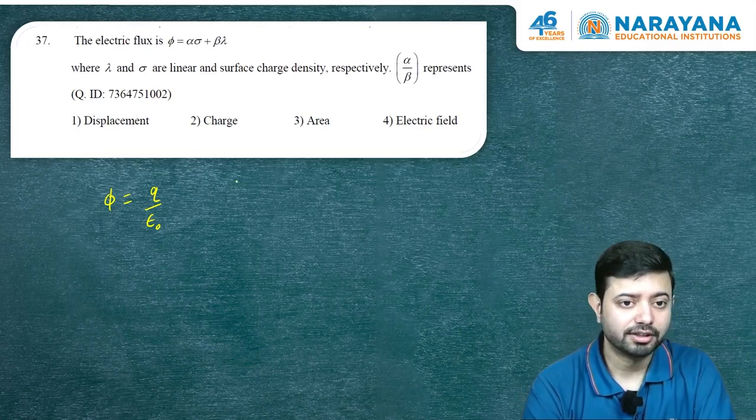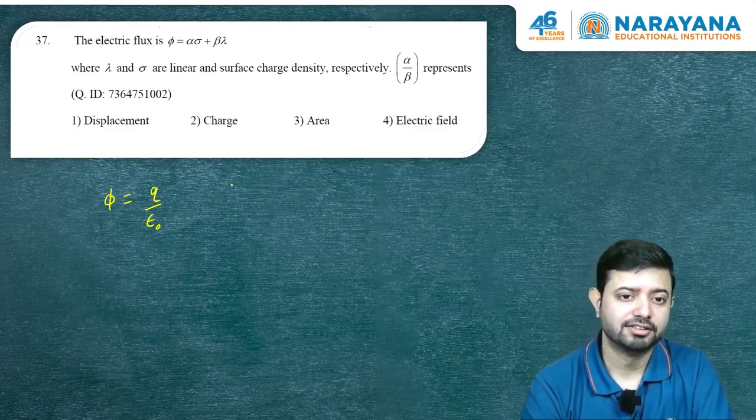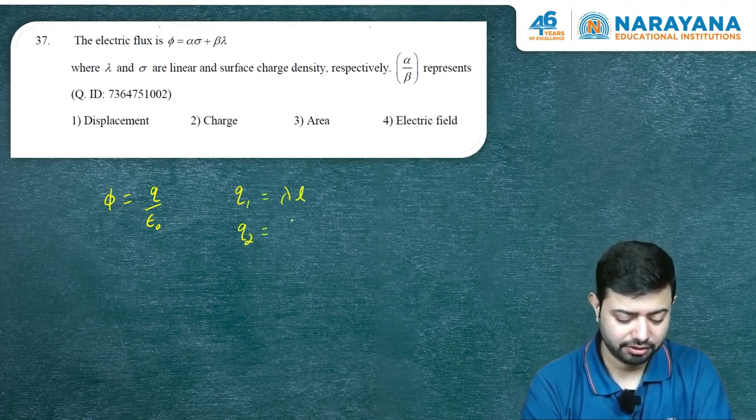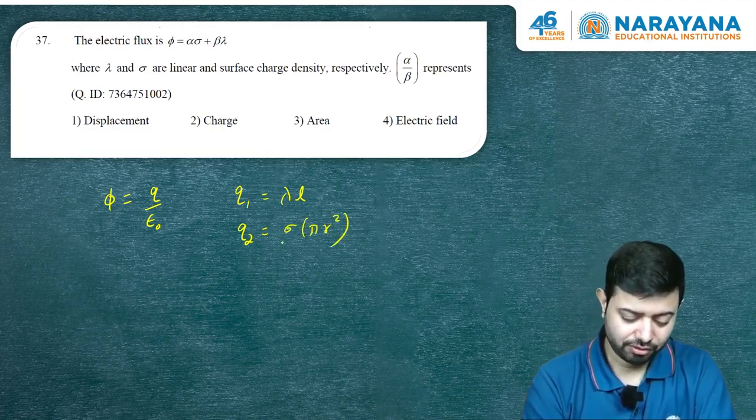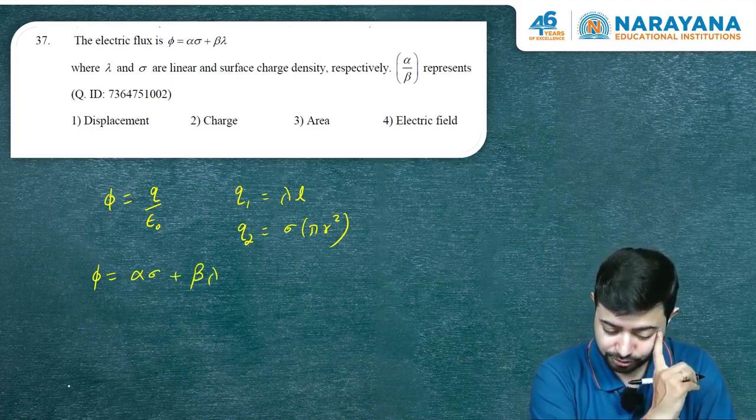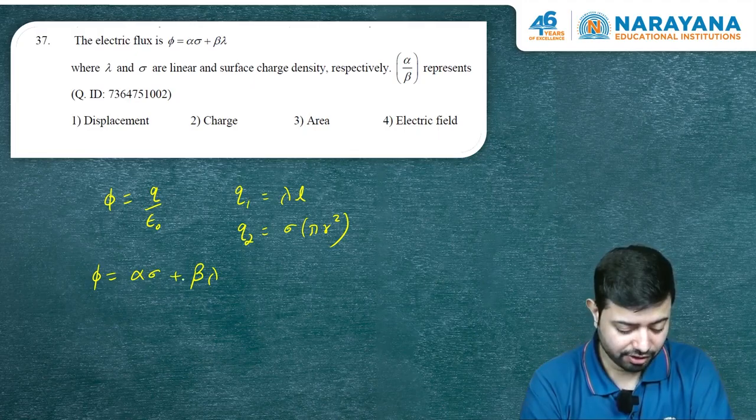What are lambda and sigma? They are the linear and surface charge density respectively. So, what should be the Q in that case? In the case of lambda, it will be lambda into length. And in the case of this areal density, what should be my Q? It should be sigma into some area. Area you can consider, let us say, a disk, pi r square. So, now if I look at the flux formula which they have given, alpha sigma plus beta lambda, correct.